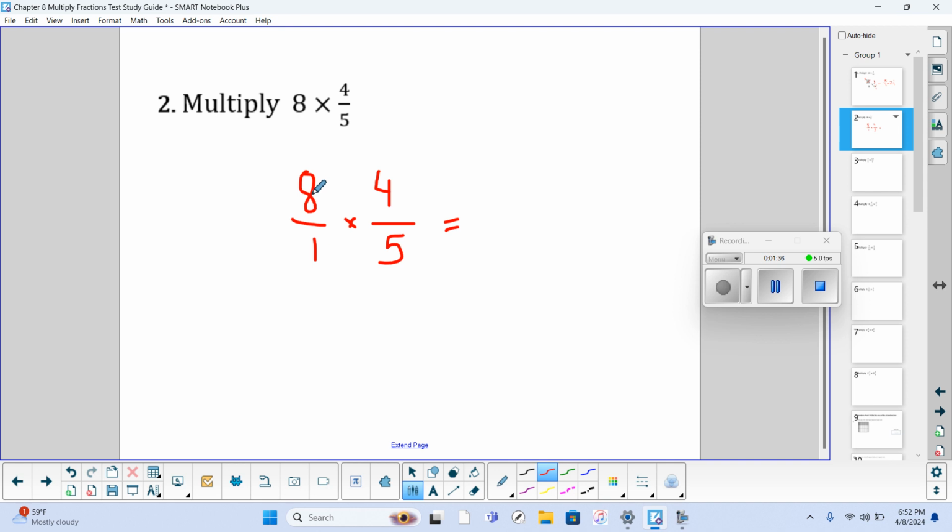So 8 and 1, no. 8 and 5, no. 4 and 1, no. 4 and 5, no. So there's nothing to simplify. So this one we just multiply straight across. 8 times 4 is 32. 1 times 5 is 5. So 32 over 5. Well, 5 goes into 32 6 whole times. 6 with a remainder of 2, with our denominator staying as 5, so the answer is 6 and 2/5.